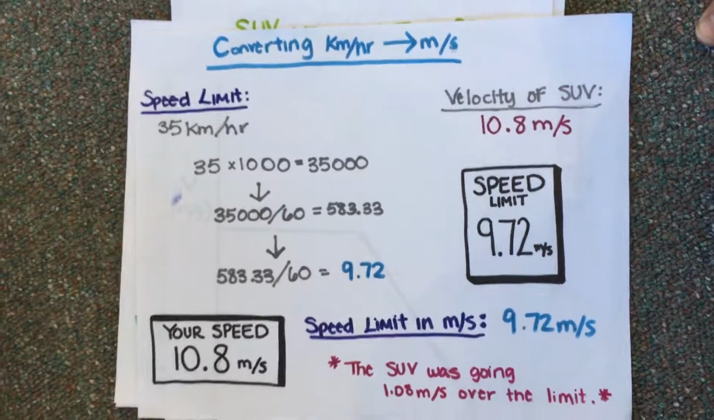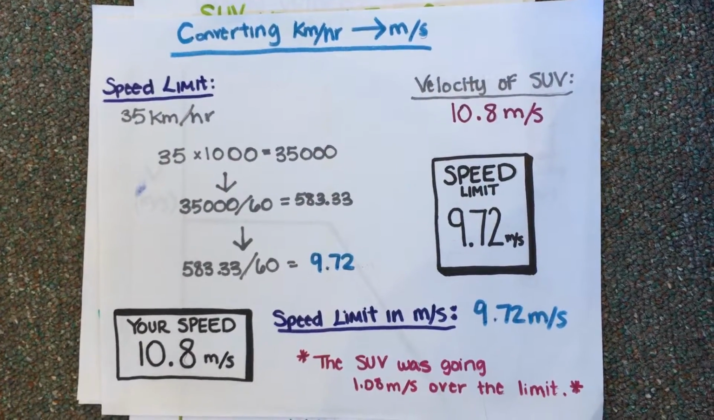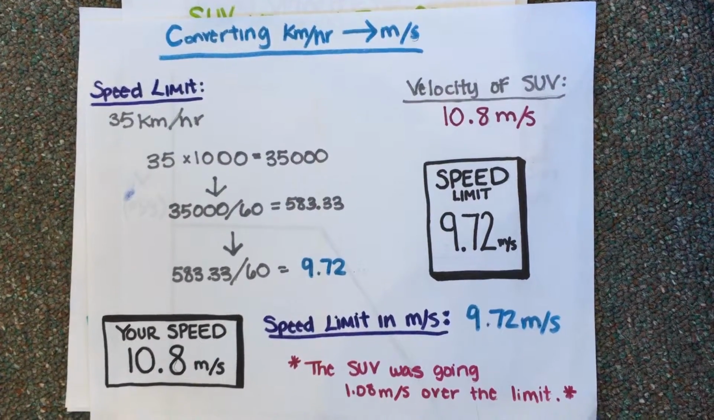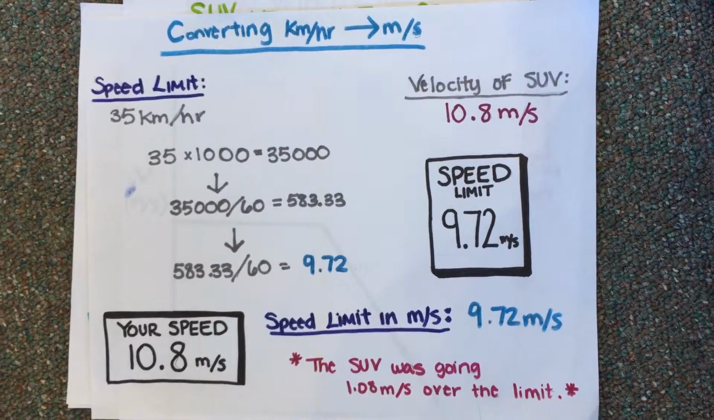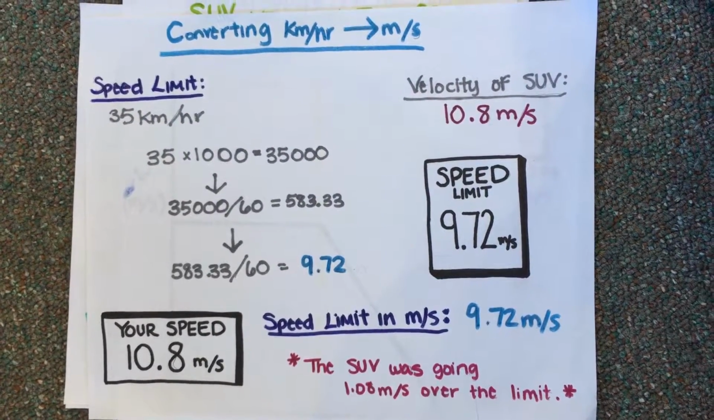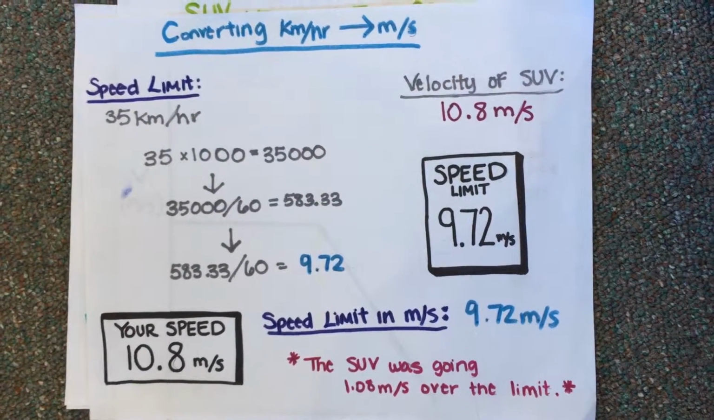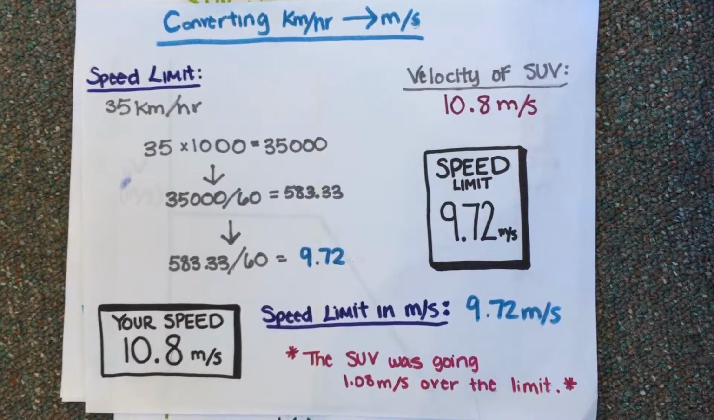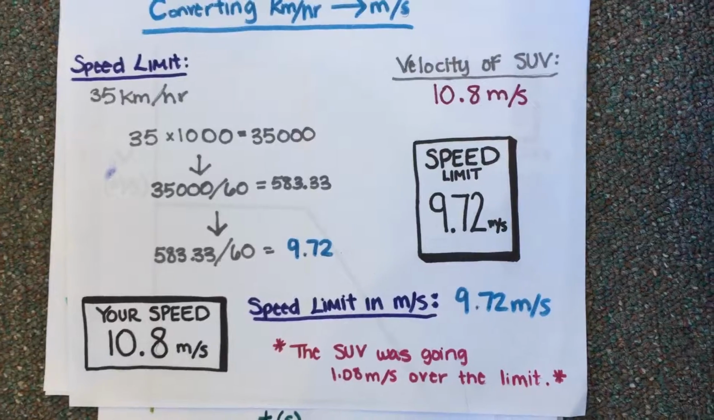To find out if the SUV was speeding, we had to convert kilometers per hour to meters per second. We multiplied 35 by 1,000 because that's how many meters are in a kilometer. Then we divided by 60 twice to figure out the speed limit, and we got that 35 kilometers per hour is equal to 9.72 meters per second. So the SUV was going over the speed limit by 1.08 meters per second.